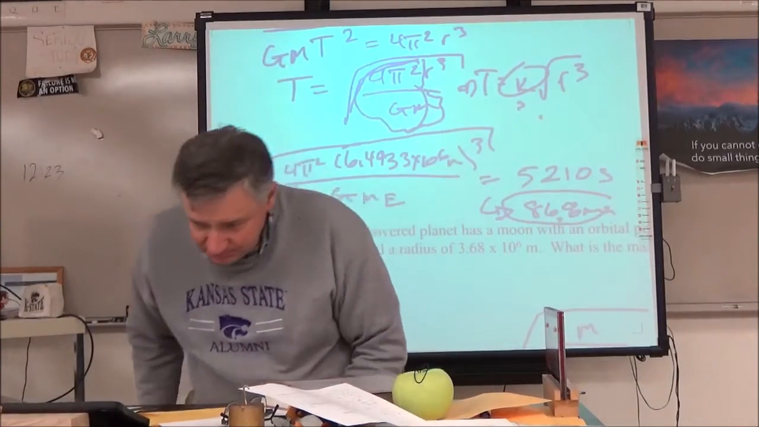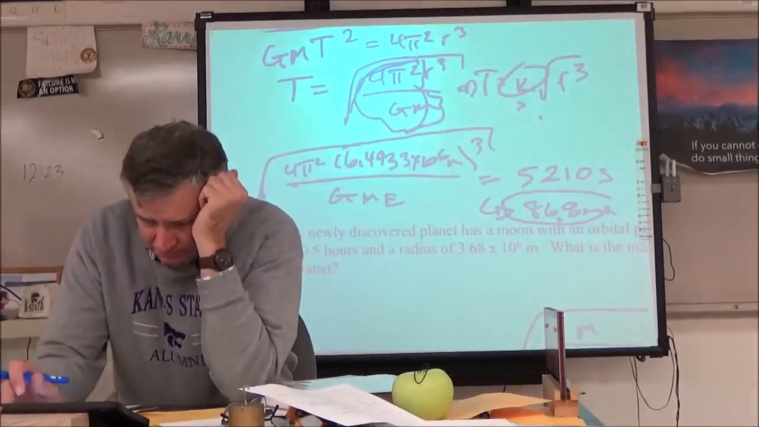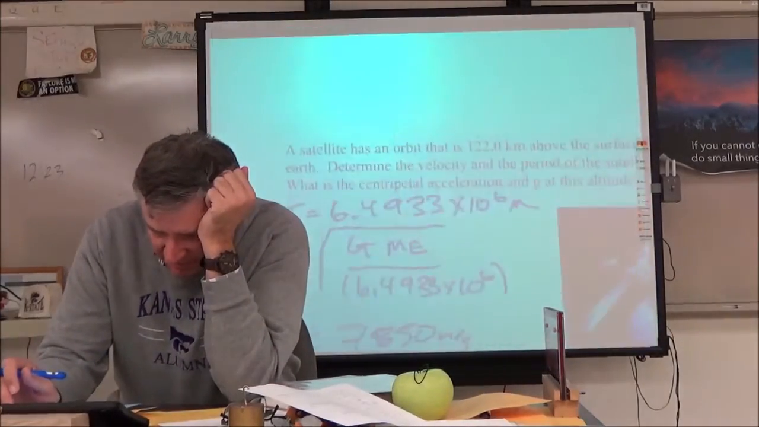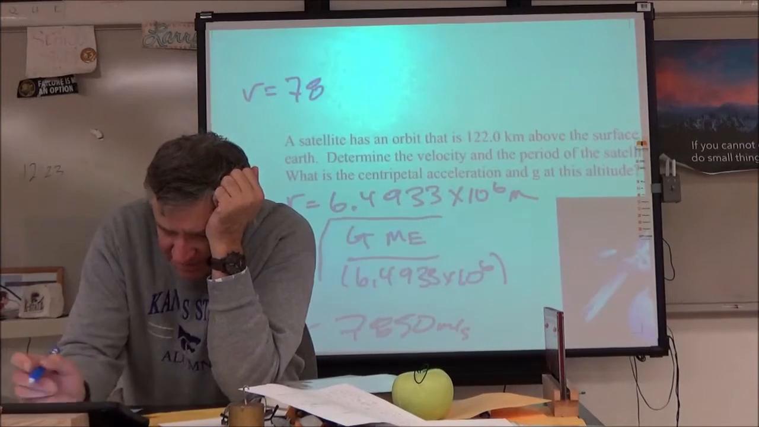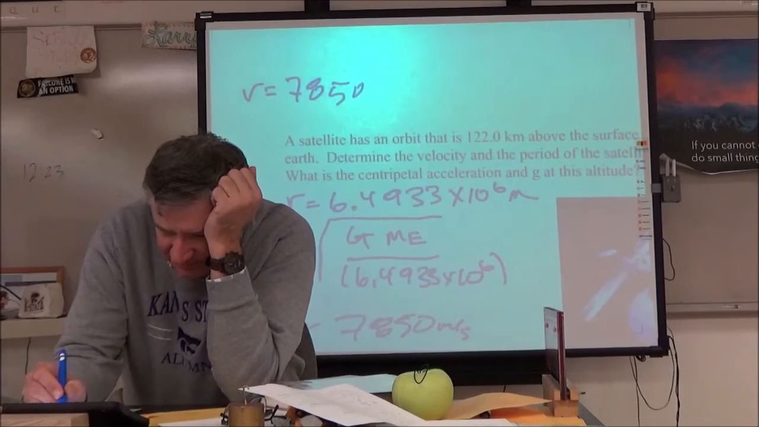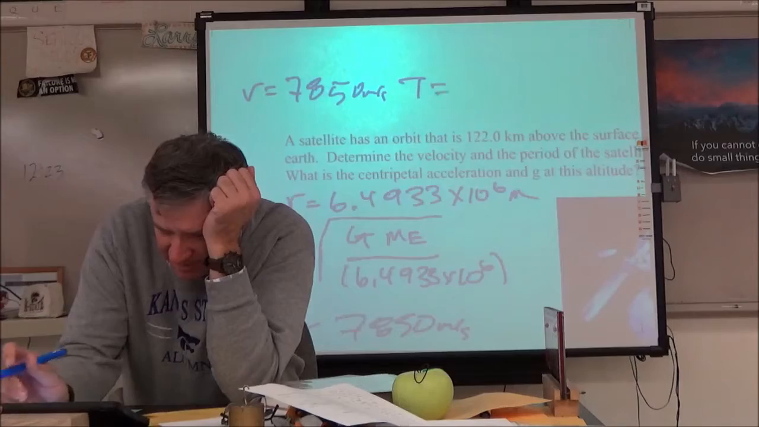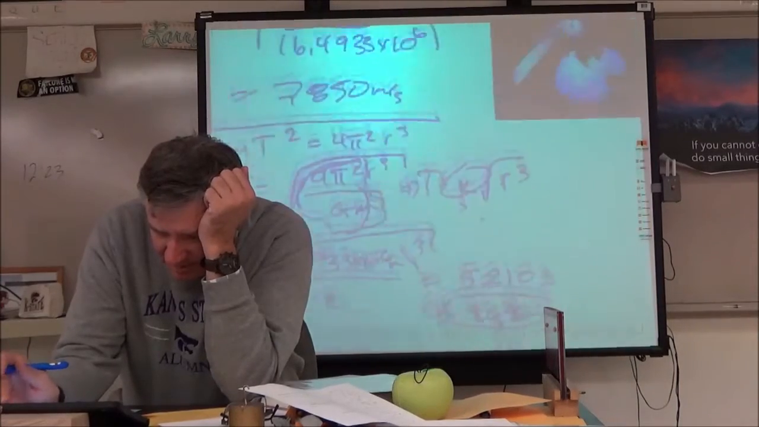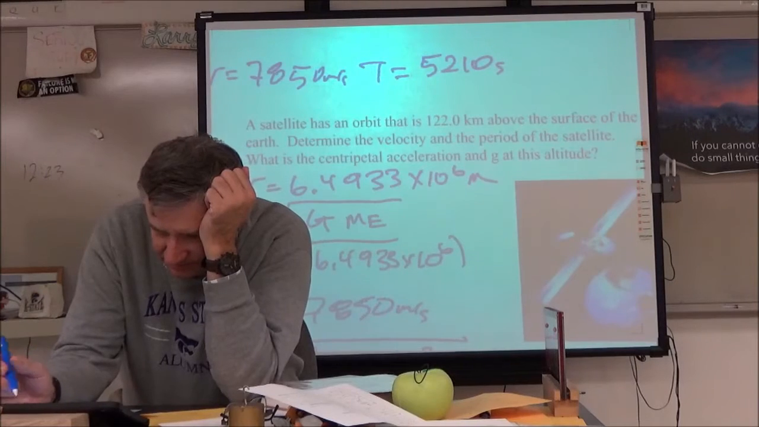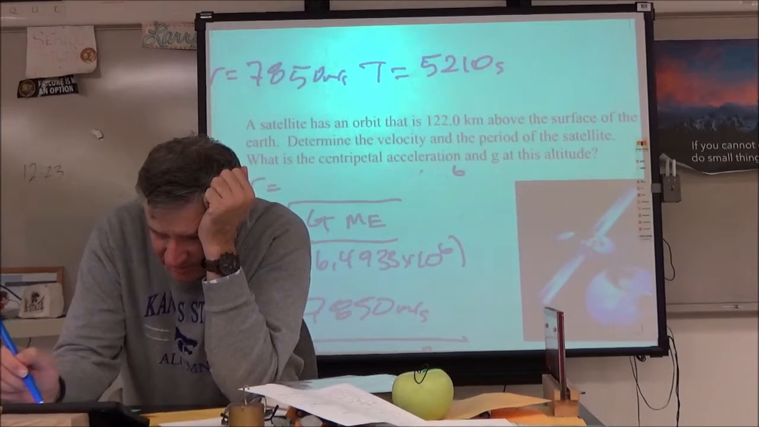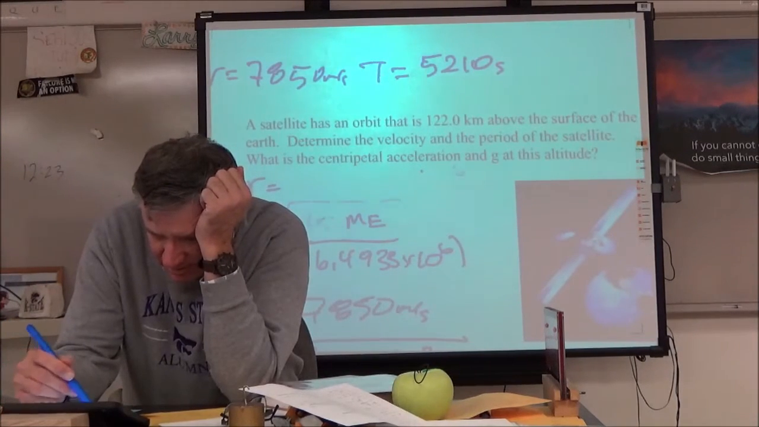All right, so we got that one done. So let's remember these numbers, because we're going to need them for the next one. 7850 meters per second and a period of 5,210 seconds. All right, so let's get rid of all of that.